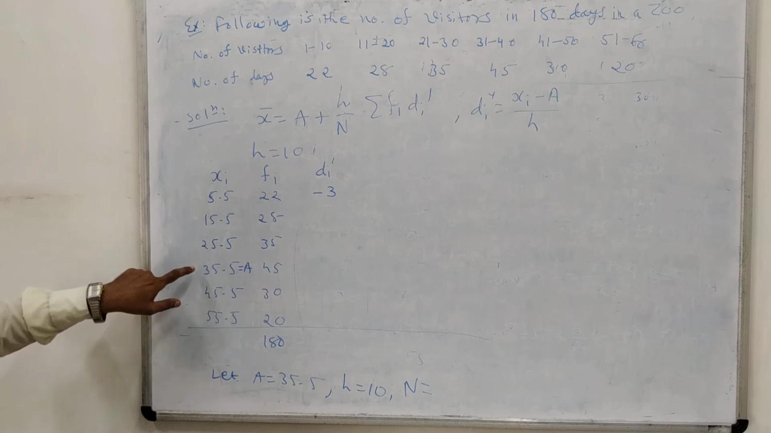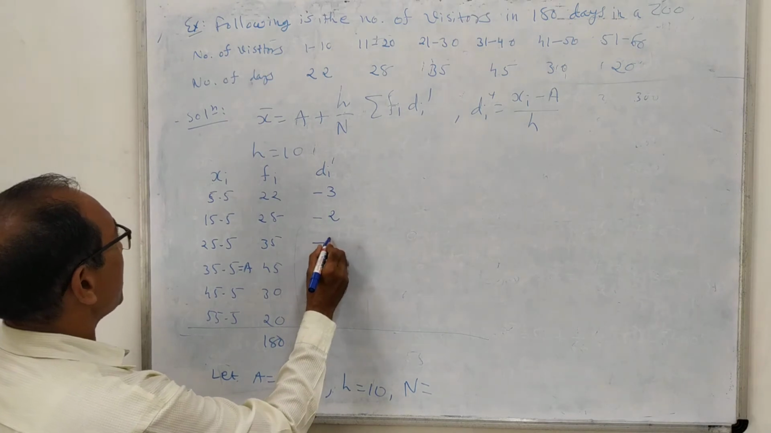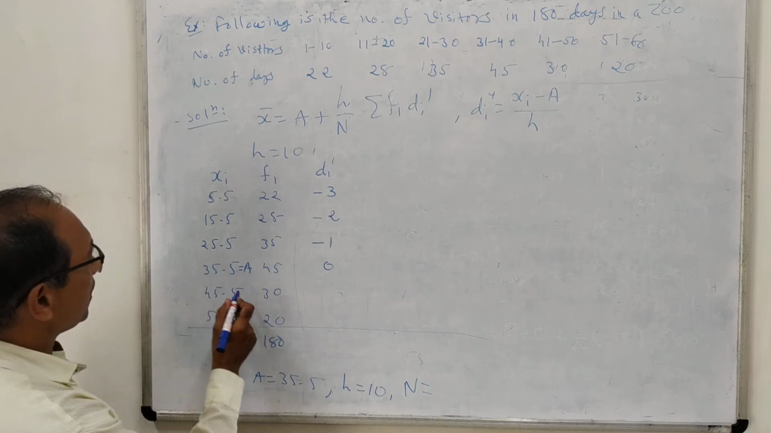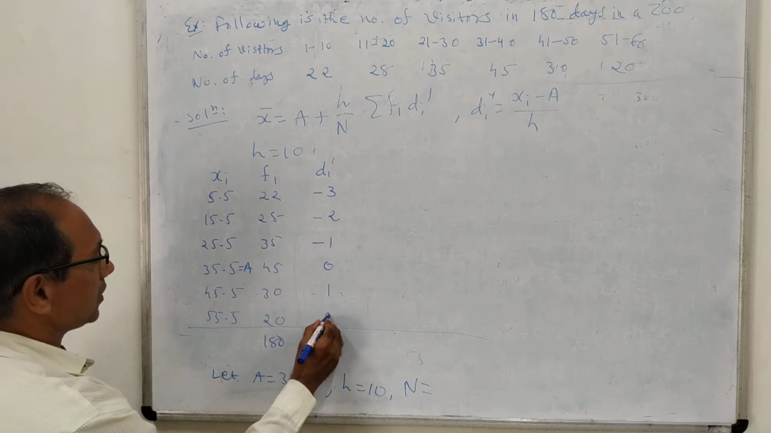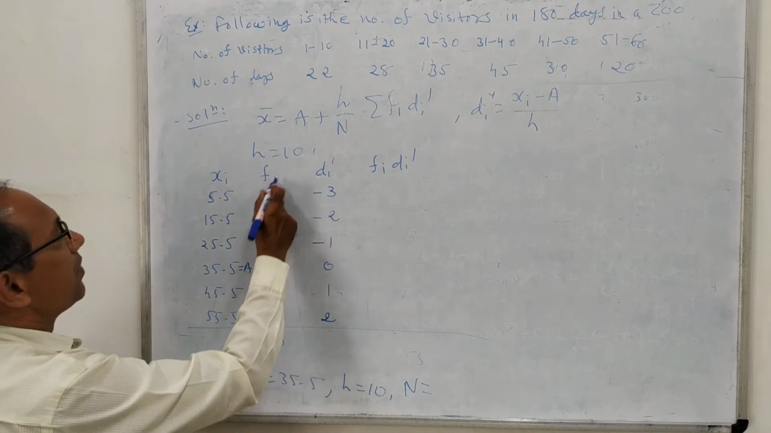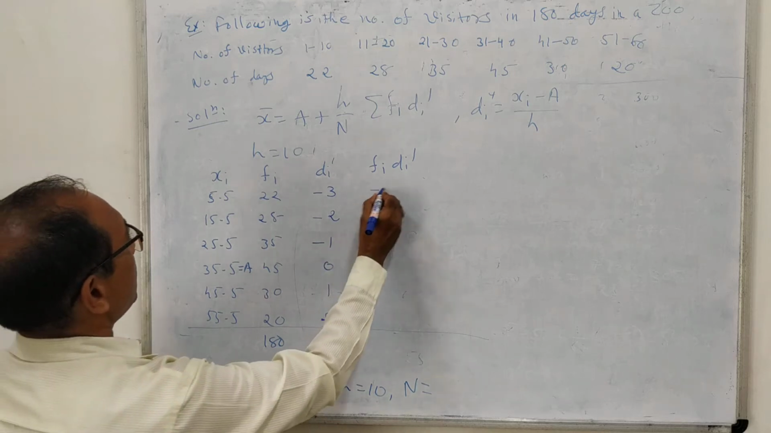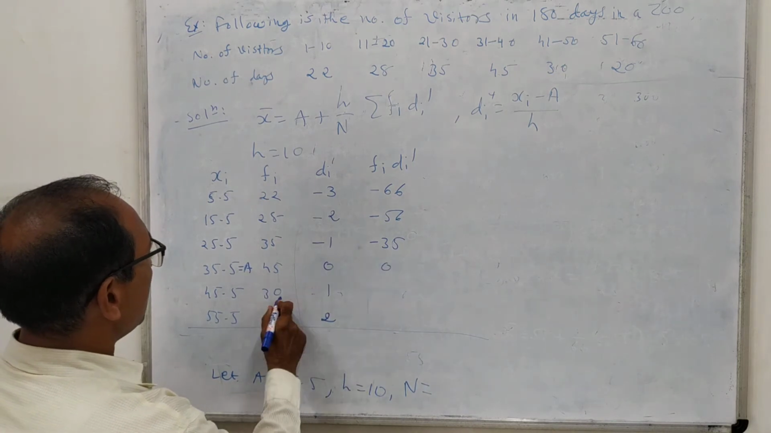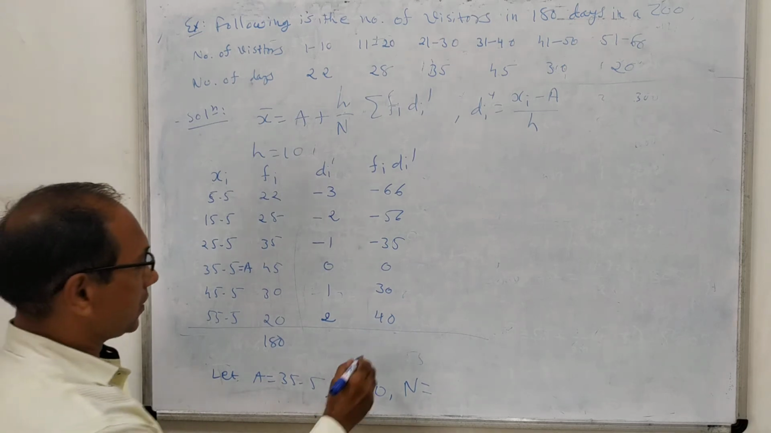15.5 minus 35.5, that means minus 20 by 10, minus 2. This will become minus 1. This will become 0. This will become 1, and this is 2. So fi into di dash is the multiplication of the fi and di dash columns. From this we will get minus 66, minus 56, minus 35, 0, 30 and 40, and the total of this will give us minus 87.